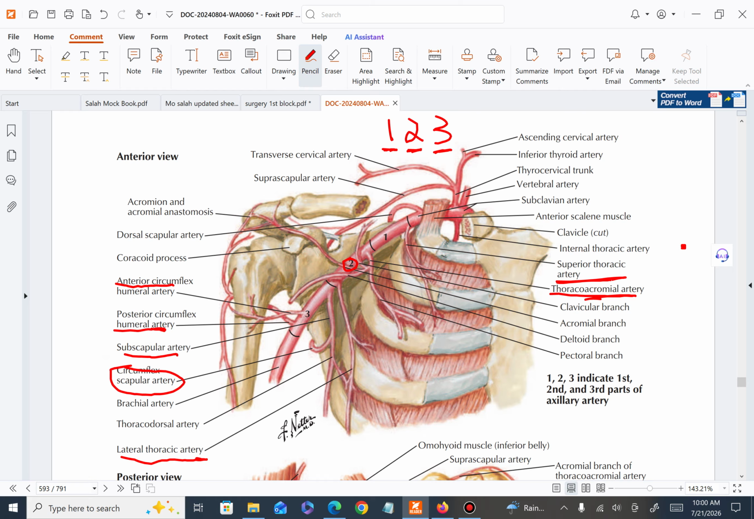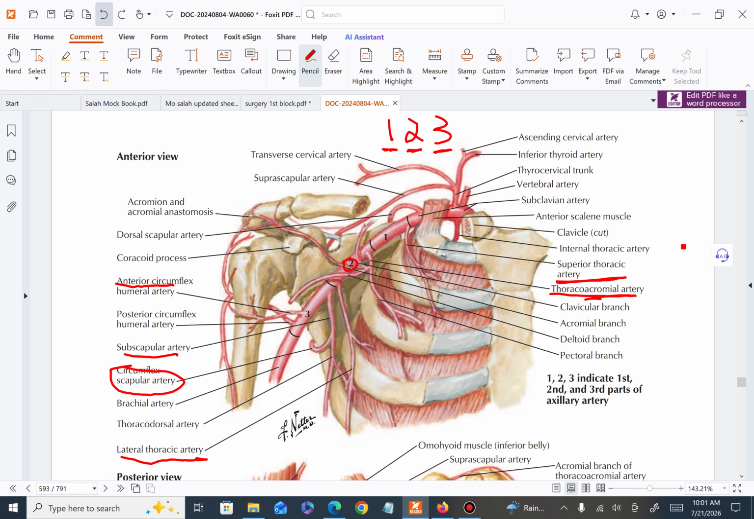And these two arteries, anterior and posterior circumflex, anastomose around the surgical neck of the humerus. So this is the anterior, and this one, on the posterior side, is the posterior circumflex humeral artery. So this is about the branches of the axillary artery. So let's summarize what we have been through.